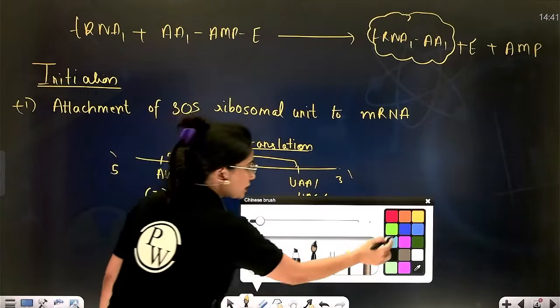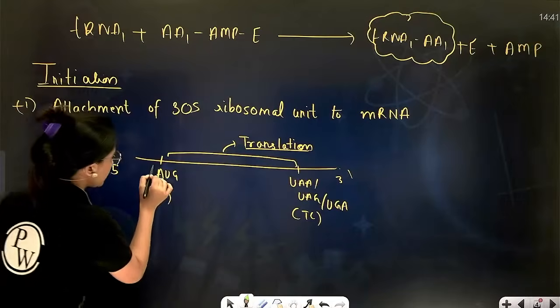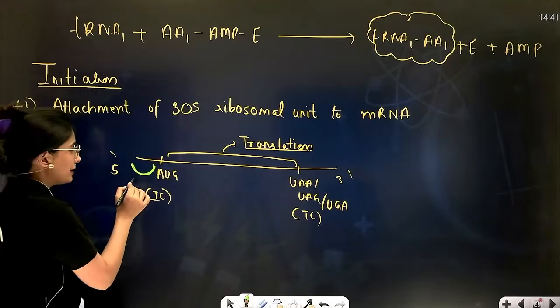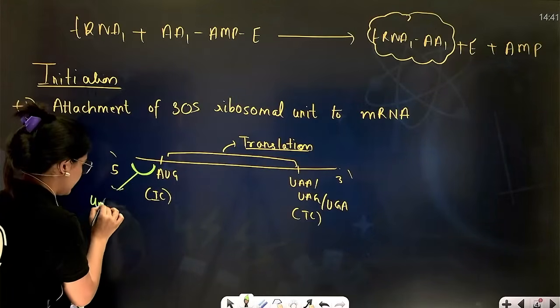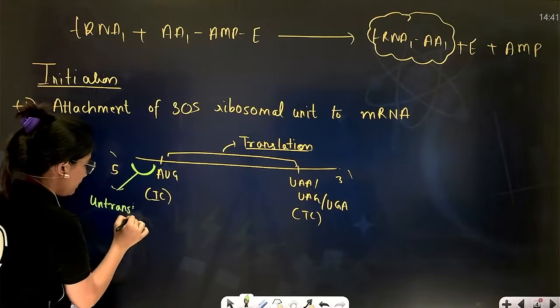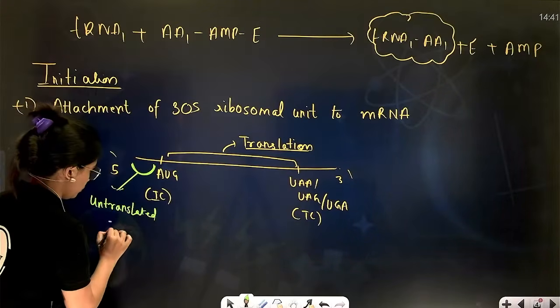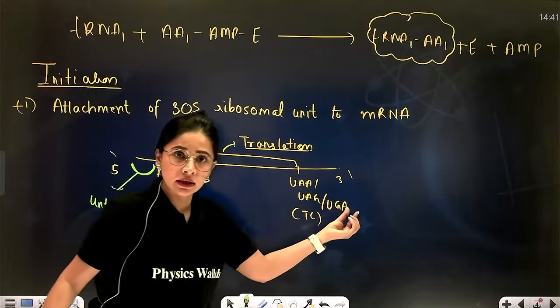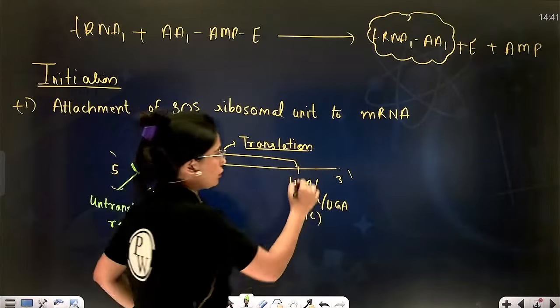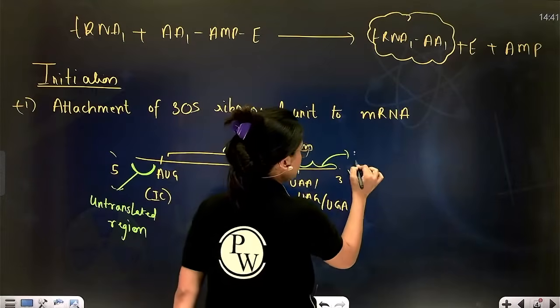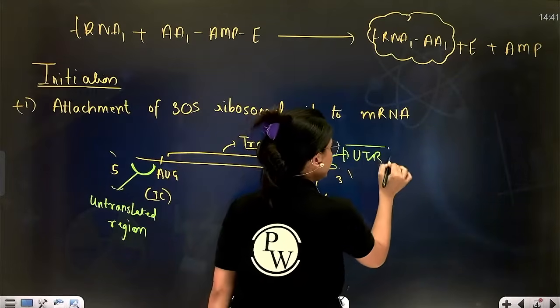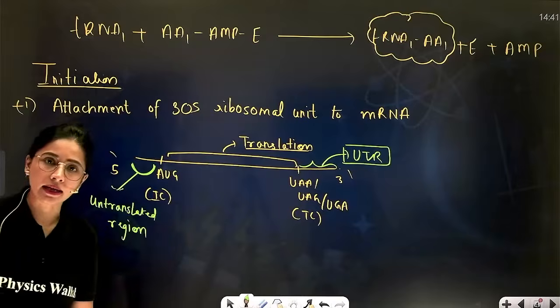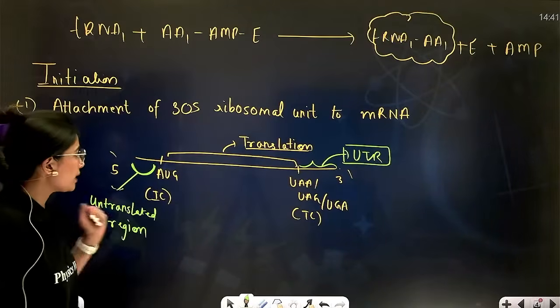Otherwise, the region which is left behind 5', this is called the untranslated region before the initiation codon. And the region of mRNA which is left after the termination codon is again known as UTR, or untranslated region of the mRNA. Correct?